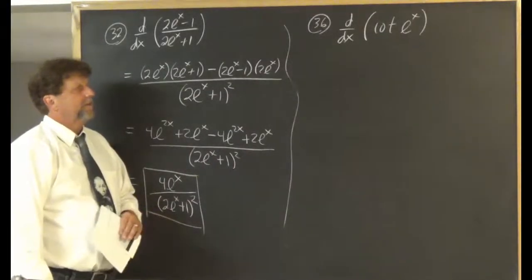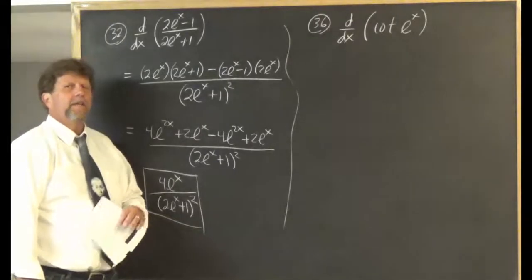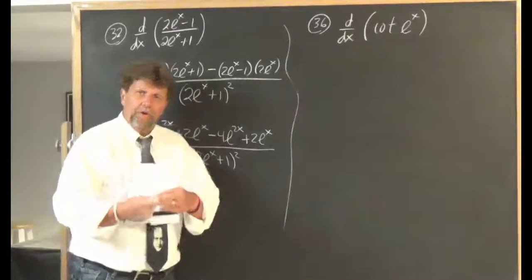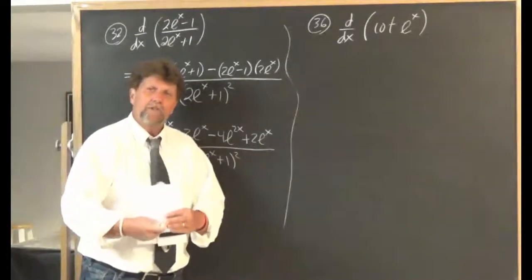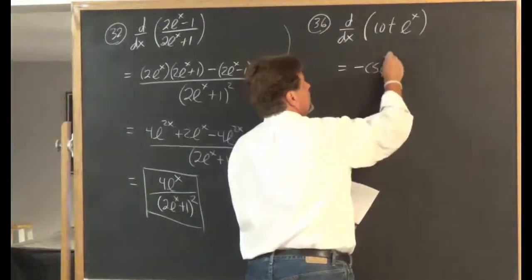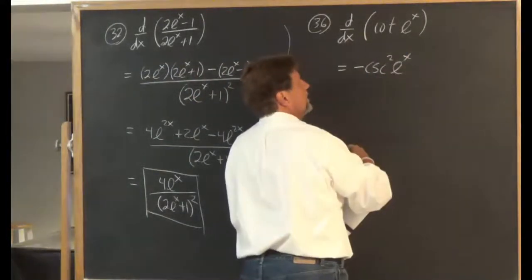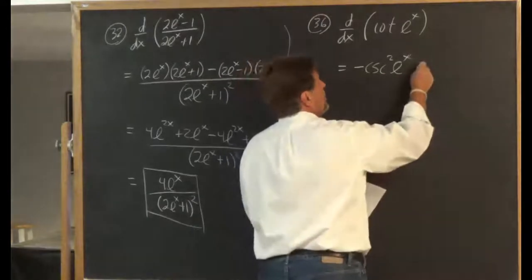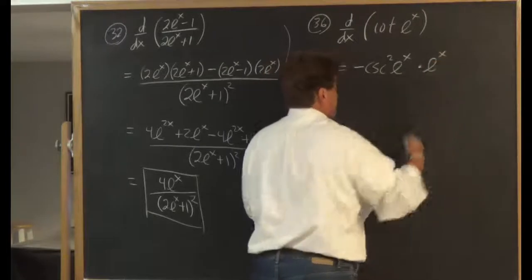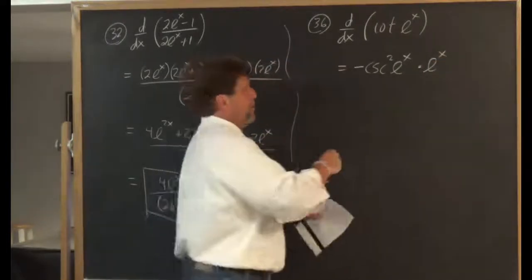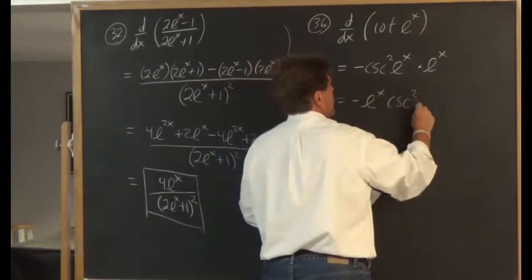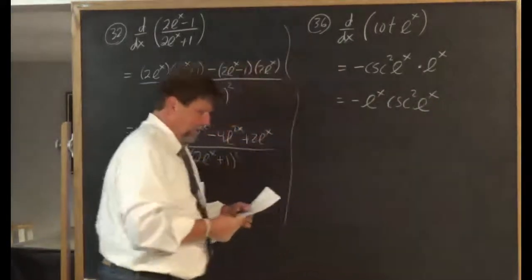36. The derivative with respect to x of cotangent e to the x. Well, we start off with the derivative of cotangent. We know the derivative of cotangent is negative cosecant squared. So we have negative cosecant squared of e to the x. Now the chain rule times the derivative of e to the x. Well, that's just e to the x. And if you prefer to write this as negative e to the x cosecant squared e to the x, I mean, that's quite all right.